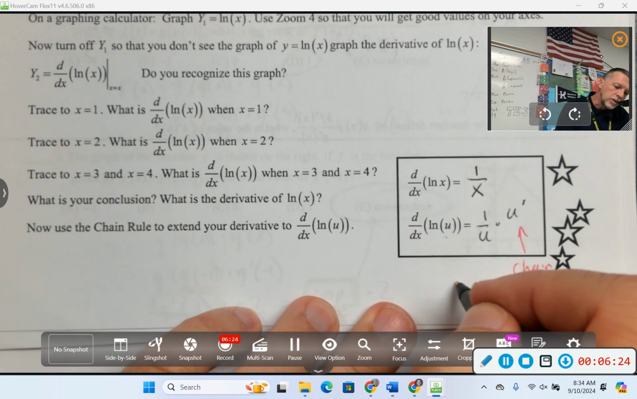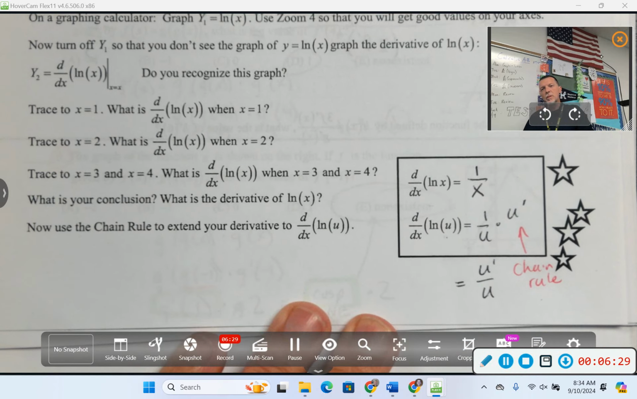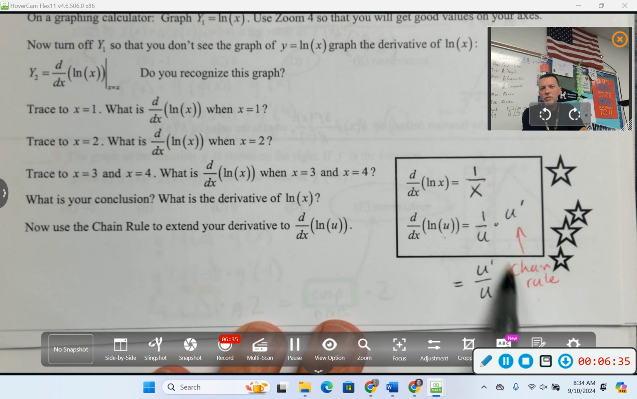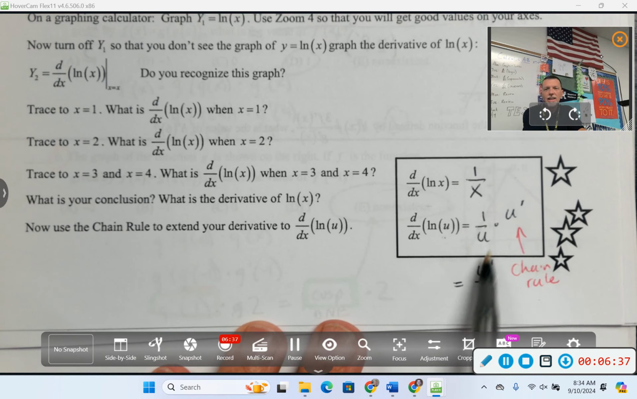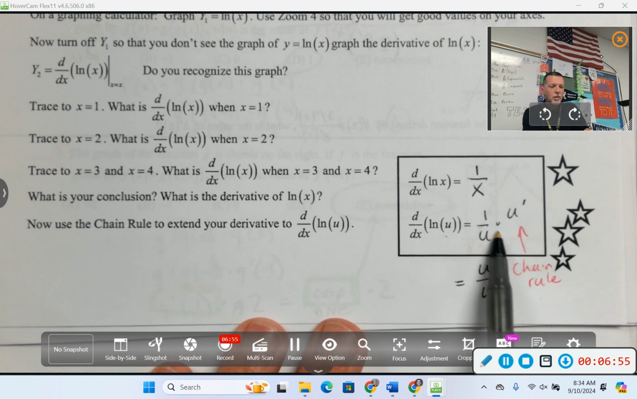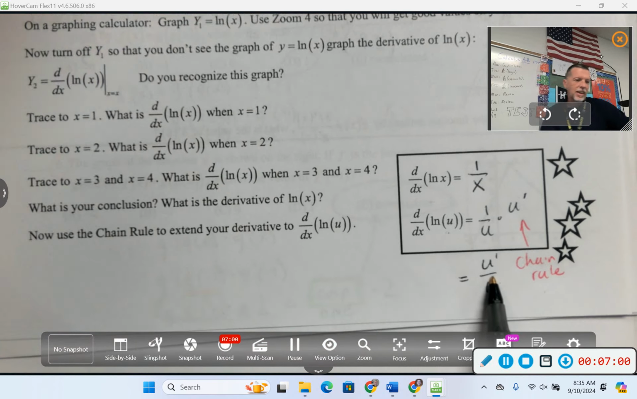Now, a lot of people will memorize this rule as u prime over u because that's a little bit easier to memorize. I will almost always write it like this because that keeps the chain rule fresh in my mind. Obviously, those are the same thing. To me, writing it like this separates the rule from the chain rule. When you simplify it, it maybe gets all jumbled up, which is fine. It's still right. So either one of those, they're identical. One emphasizes the concept, the other simplifies things.